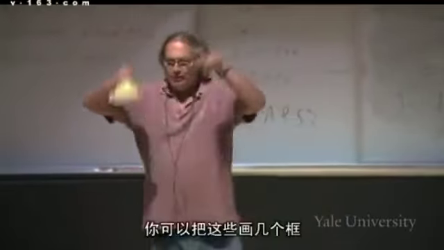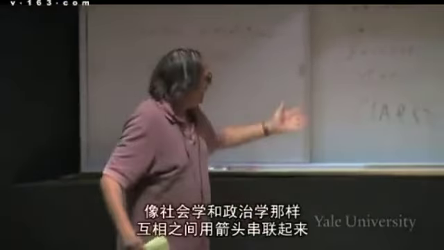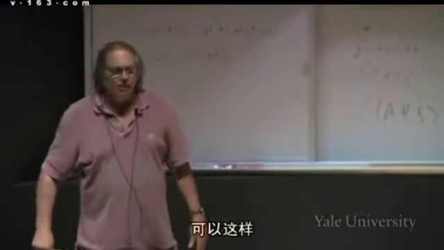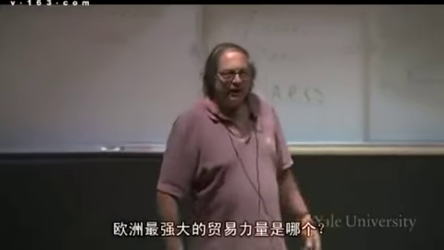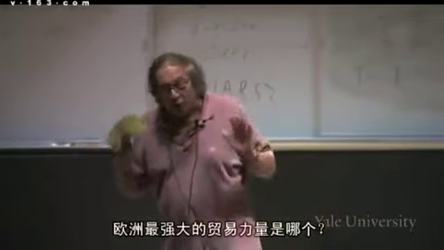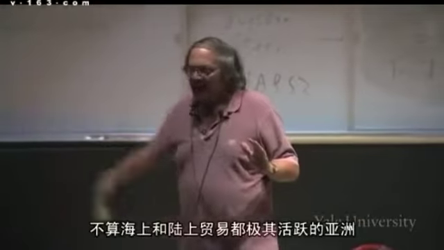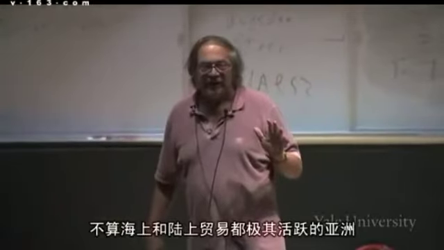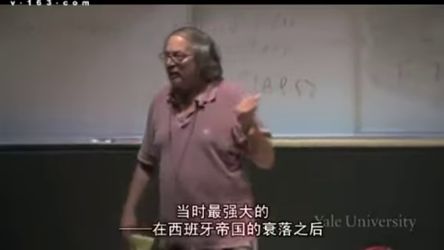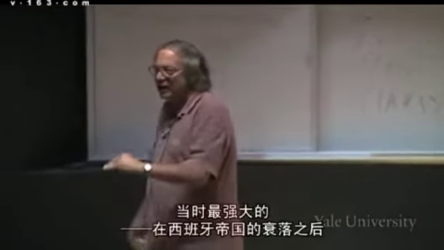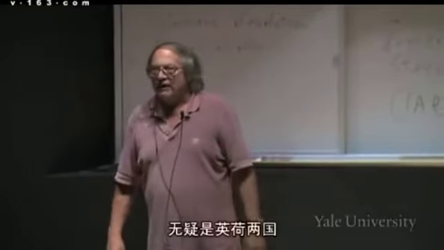I mean, you could do one of these little boxes they do in sociology or political science, and have these arrows running all over the place, and you could make it there. But who are the biggest trading powers in Europe? We forget about the enormous trading vitality of Asia, even at sea vitality and land vitality at the same time, but are without any question by this point, with the decline of the Spanish Empire, which begins before this course, are the Dutch and the English.